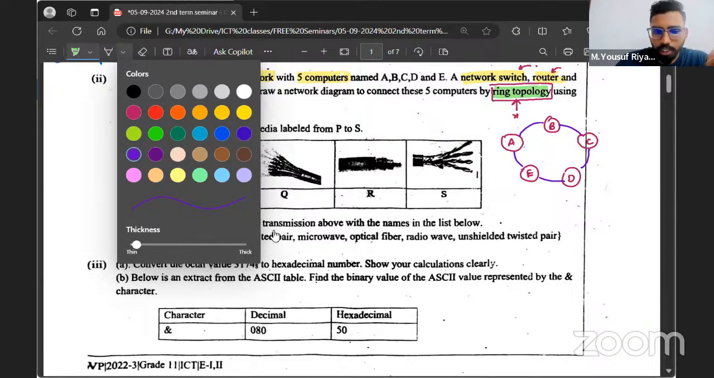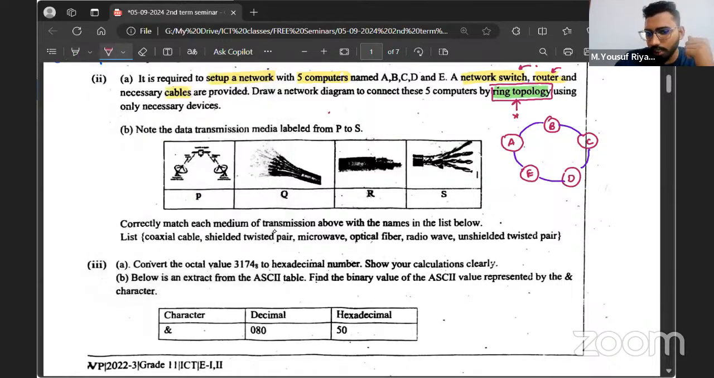The shape, you can use anything you want. I have used circles here to represent the computers. You can use any other shapes you want as well. But keep in mind to use only the necessary devices. They have mentioned here to use only necessary devices. Just because they have mentioned switch and router, you don't have to use them.